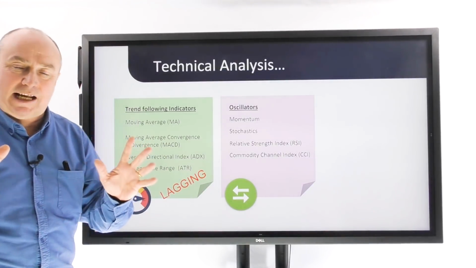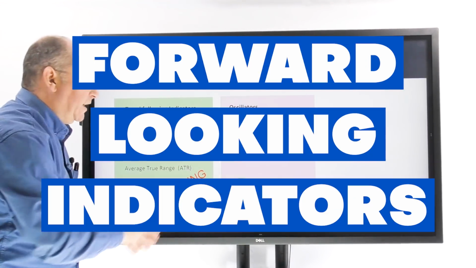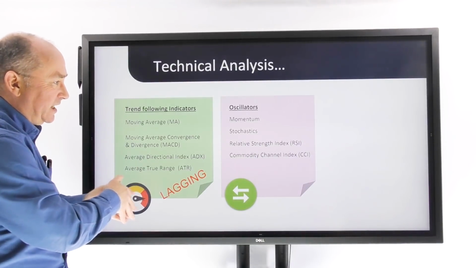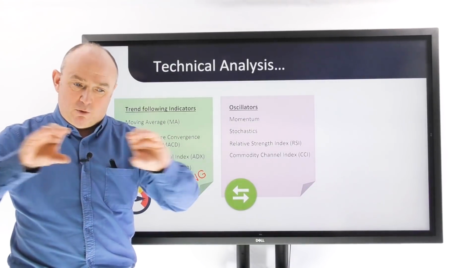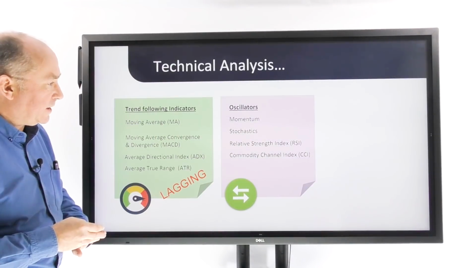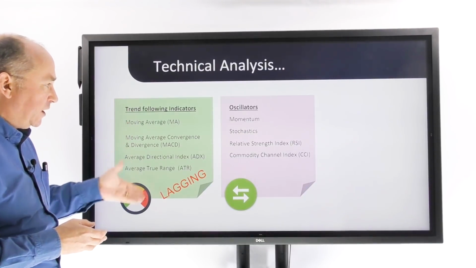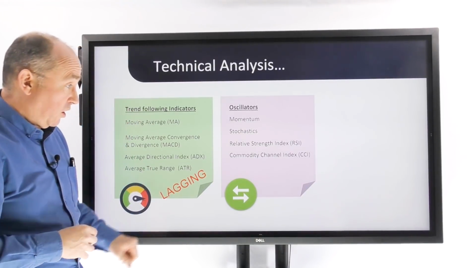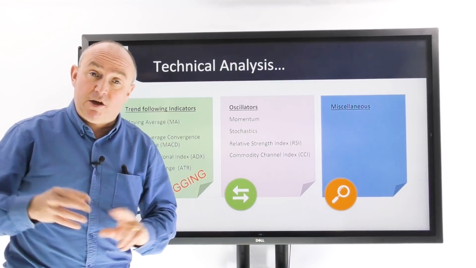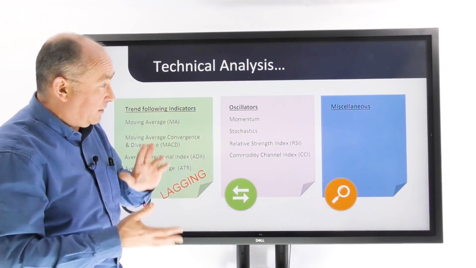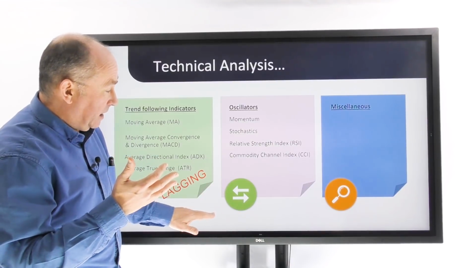So I think what you need to take from this is the fact that these are forward-looking indicators as opposed to the lagging indicators. Typically, these are not going to be placed on the actual price chart. These will be below as a separate indicator, as opposed to these moving averages, which will be put onto the price chart as well. Then you've got the miscellaneous technical analysis that we use, various different indicators. Of course, I'm not going to be listing them all here.